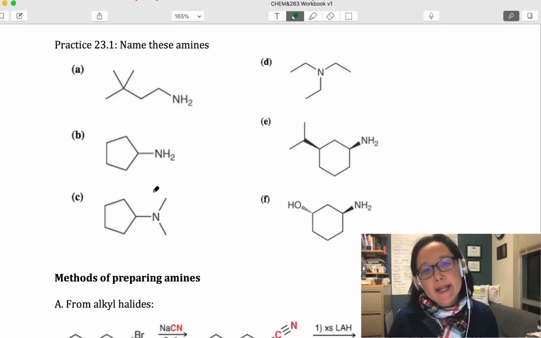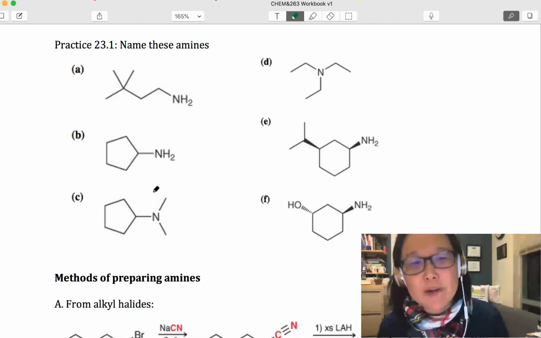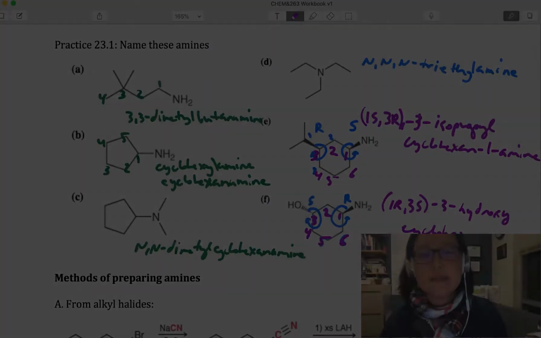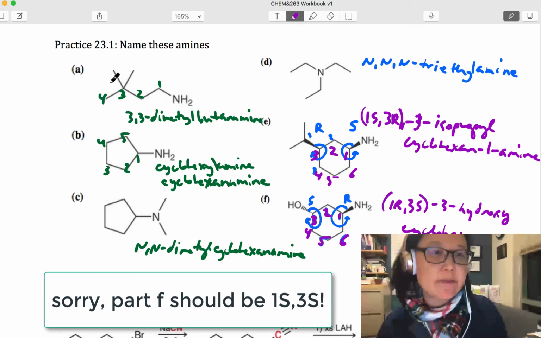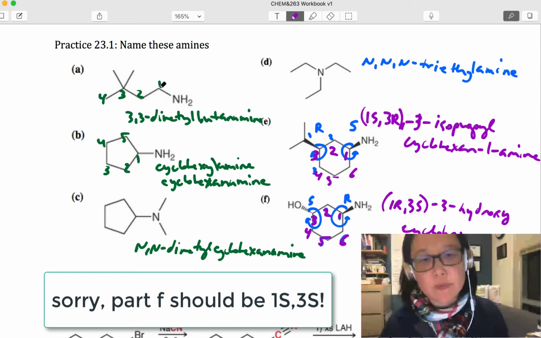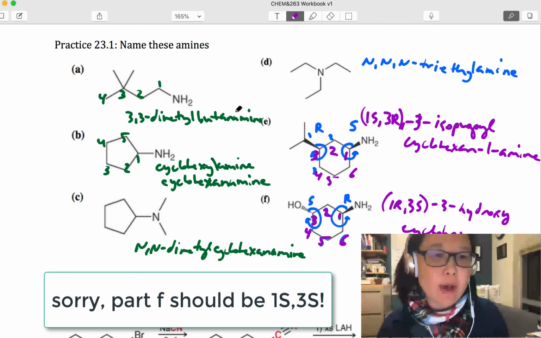All right, so let's practice naming these amines. Give these a try, and then let's come back and go through them. All right, so for this one, I got 1, 2, 3, 4 is my longest chain, 3,3-dimethylbutanamine. And that's because amines are higher priority. I want that to be the lowest number, so that gets the 1. You can say 1-amine, or you can just leave off the 1.